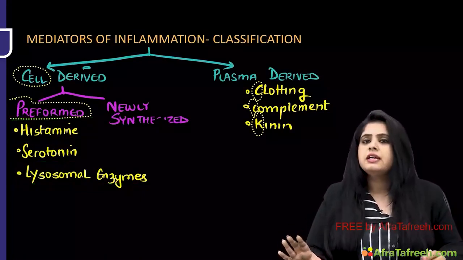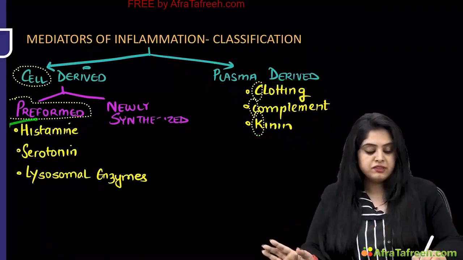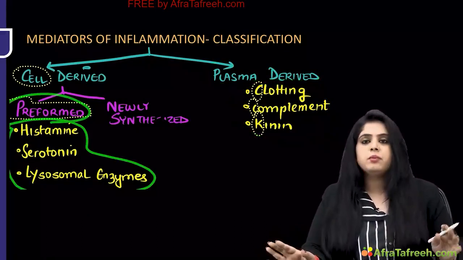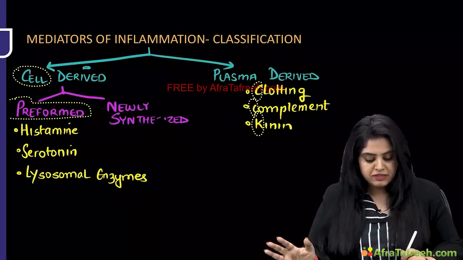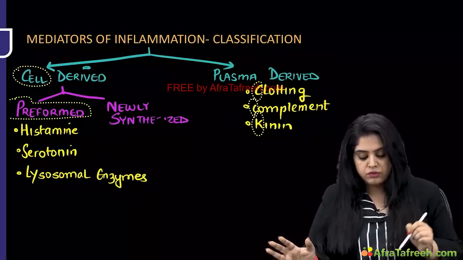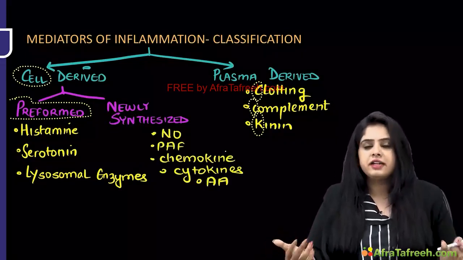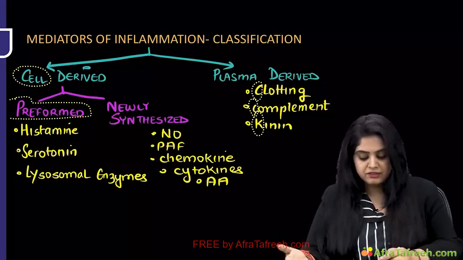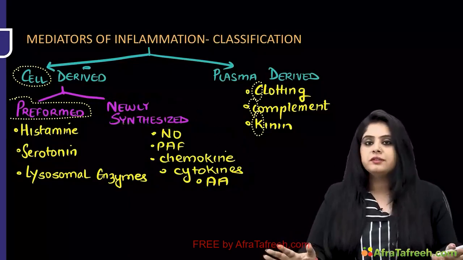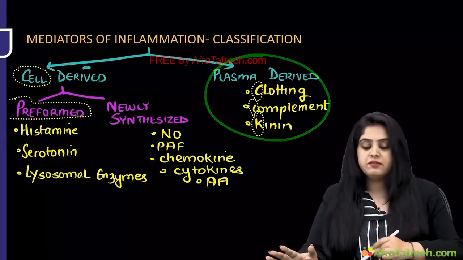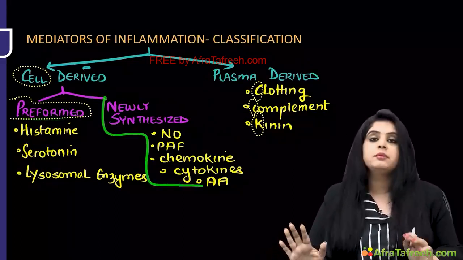They are preformed. You've learned all the K things go into plasma derived. Histamine, serotonin, and lysosomal enzymes are preformed, and whatever the examiner writes after this comes under newly synthesized. So all of these, be it nitric oxide, the platelet activating factor, the chemokines, the cytokines, the arachidonic acid metabolites, will come under the newly synthesized. Simple? All K things are plasma derived. Histamine, serotonin, lysosomal are pre-packaged food, and whatever comes after that is newly synthesized.